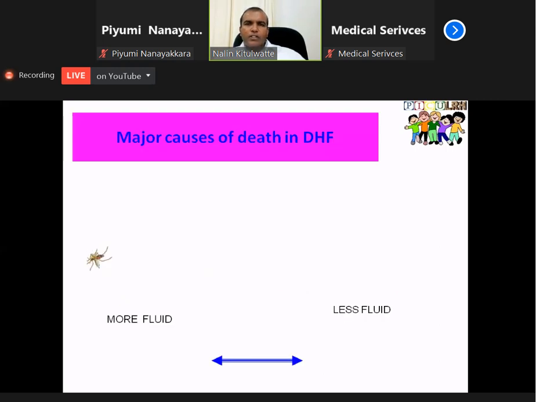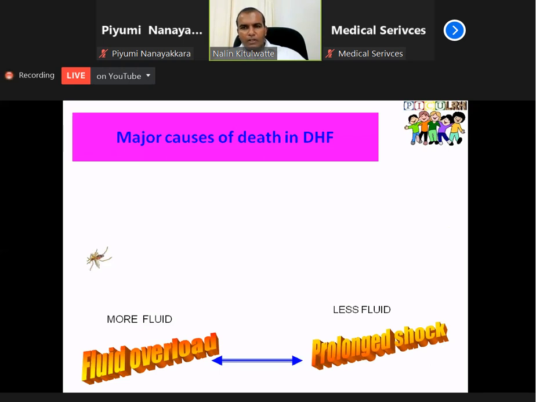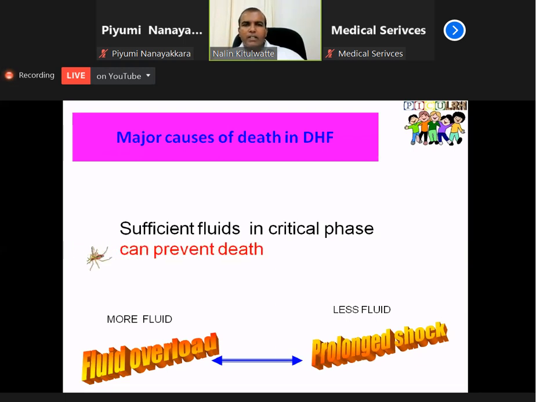Right. So the major causes of death. As I told you, if you give more fluid, the child will end up with fluid overload. But if you give less fluid, the child will end up with prolonged shock. So both are bad. Don't give more fluid, don't give less fluid, because both are bad. Fluid overload as well as prolonged shock can cause death. So what you have to do is give sufficient fluid in the critical phase. If you give sufficient fluid in the critical phase, you are not causing fluid overload, you are not causing prolonged shock. So obviously you should prevent death. That's the key. If I want to prevent death in dengue, you should not give more fluid, you should not give less fluid.